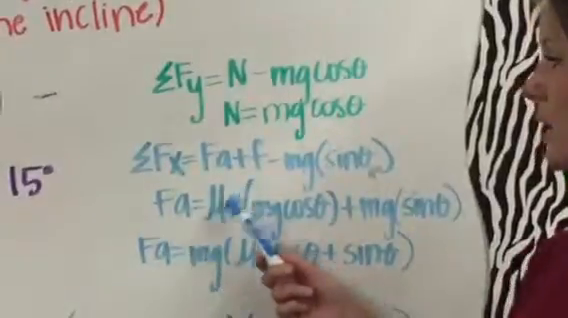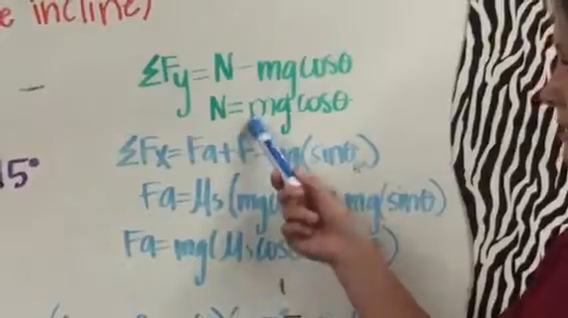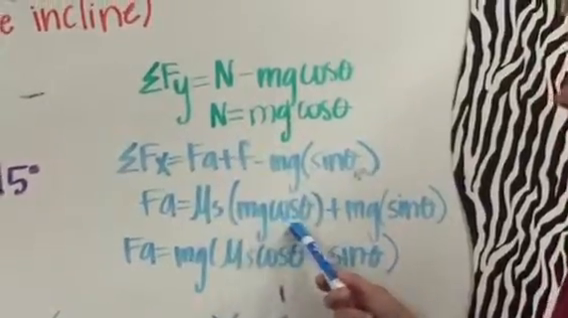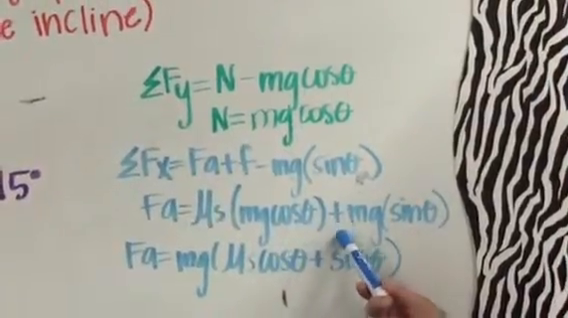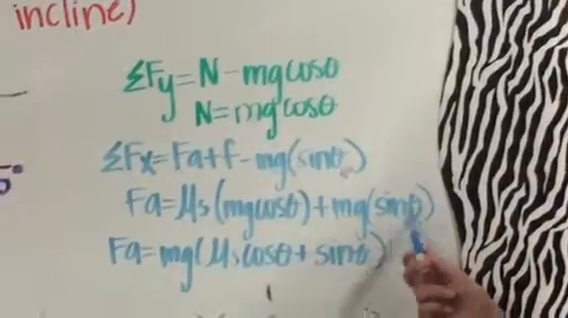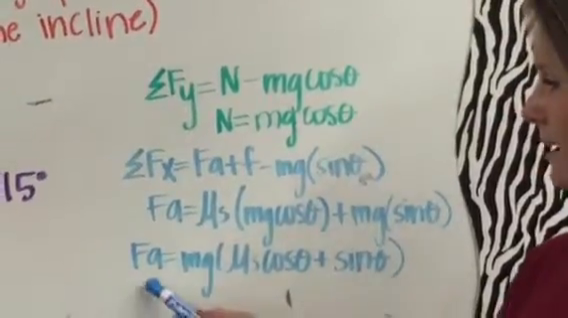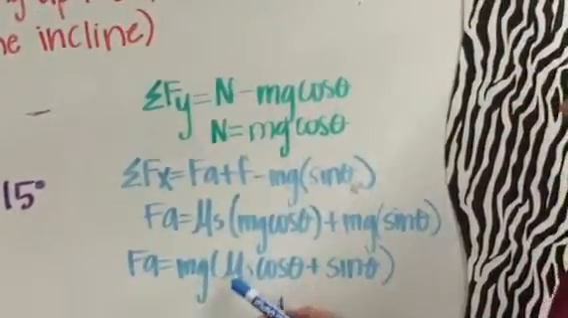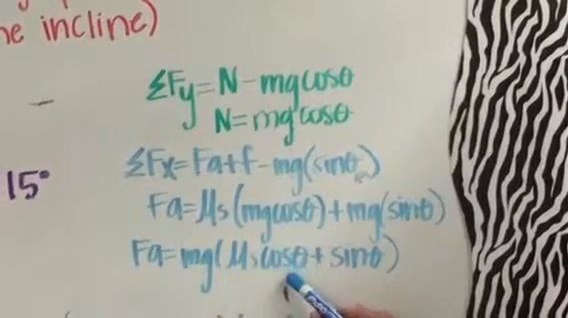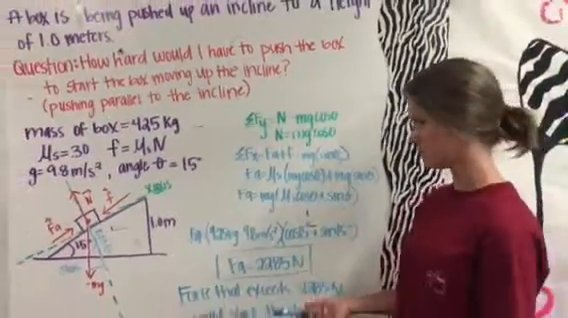Fa equals the coefficient of static friction times N, and N was here, so mg times the cosine of theta, plus the mass times g and the sine of theta. Then we're just going to rearrange it, where Fa equals mg times the coefficient of static friction times the cosine of theta plus the sine of theta. And then you just plug in what you know.